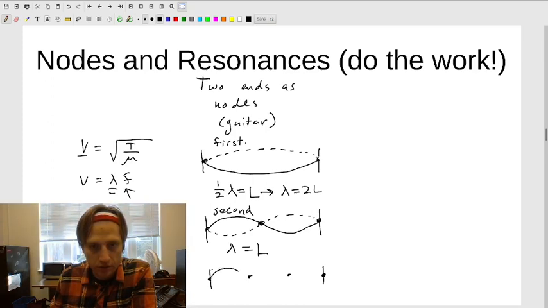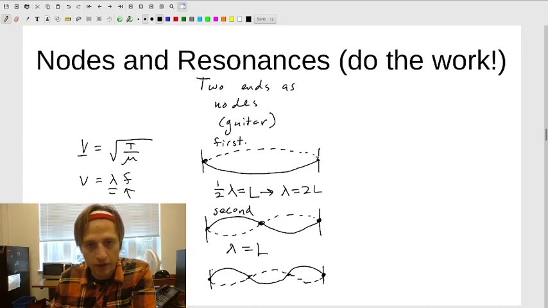Okay, so now I'm going to draw in my waveform. You'll see that each one of these up and downs is essentially half of a wavelength. So this is half a wavelength plus half a wavelength plus half a wavelength. So I have 3/2 of a wavelength equals L, or the wavelength is 2/3 L.